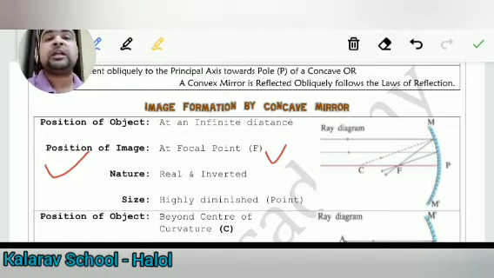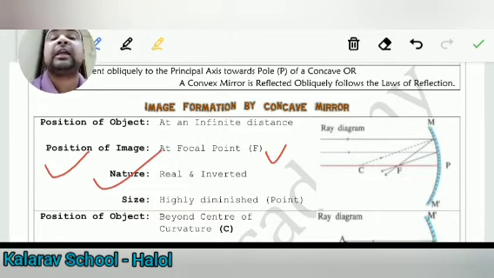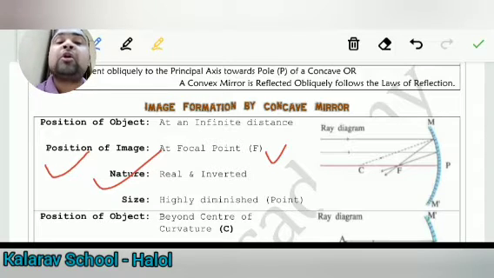Real and inverted. Remember that if you consider the concave mirror, then there are 6 cases, but out of the 6 cases, in the first 5 cases the nature is always the same, that is real and inverted. Now the question is why it is real and why it is inverted.